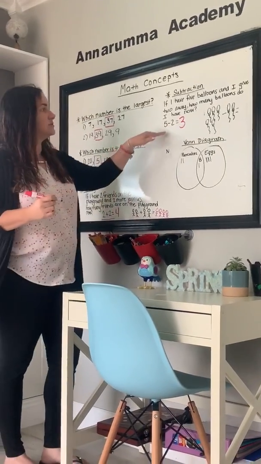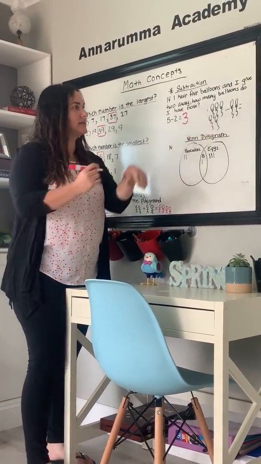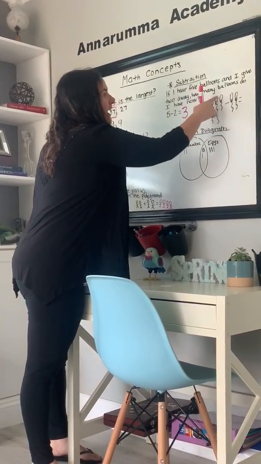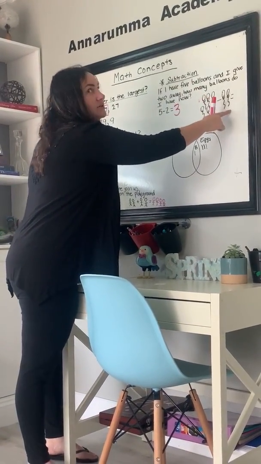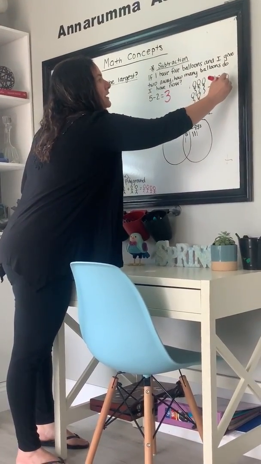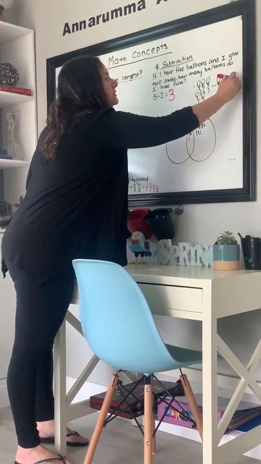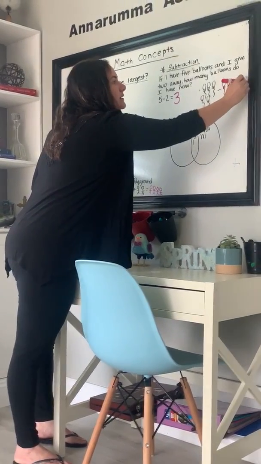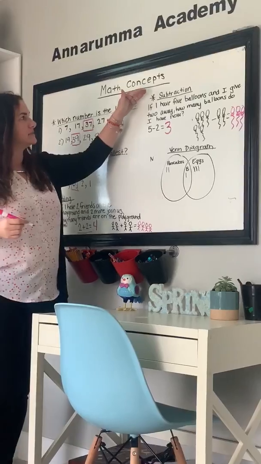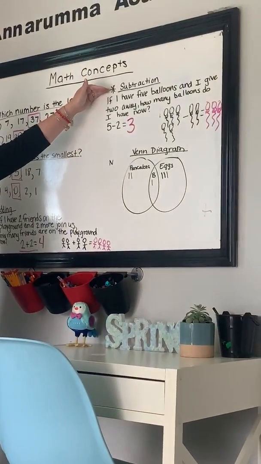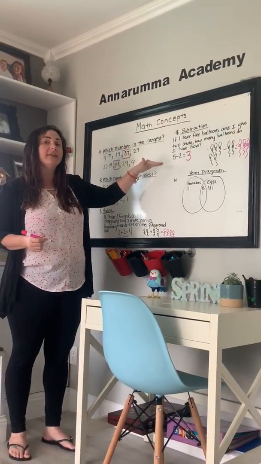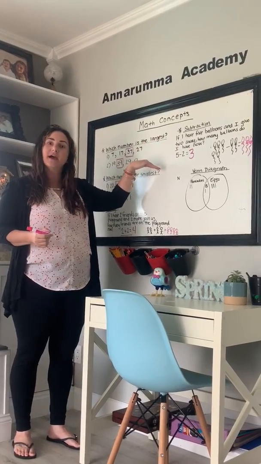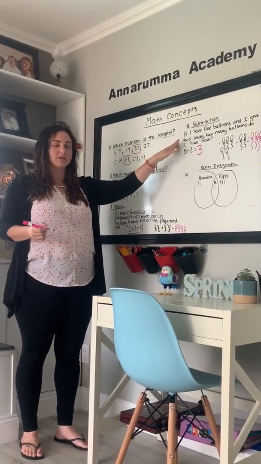And if you want to, you can even draw it out like I did here. I have 5 and I'm going to take away 2, so that's going to leave me with 1, 2, 3 balloons. Okay, so that is a subtraction example, and you can again work on these at home and submit pictures of how you're working with your adding and your subtraction.